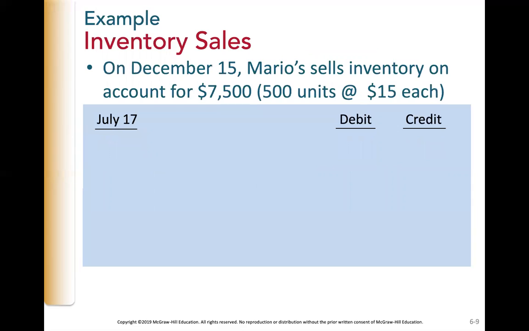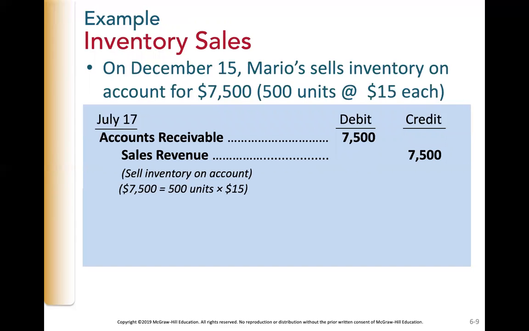On December 15th, Mario sold inventory on account for $7,500. He sold 500 units at $15 each. So the first step is to record the sale. He sold them on account. He did not get cash, but he will receive the cash later. Therefore, he records an account receivable for $7,500 and sales revenue for $7,500, the 500 units at the $15 price.